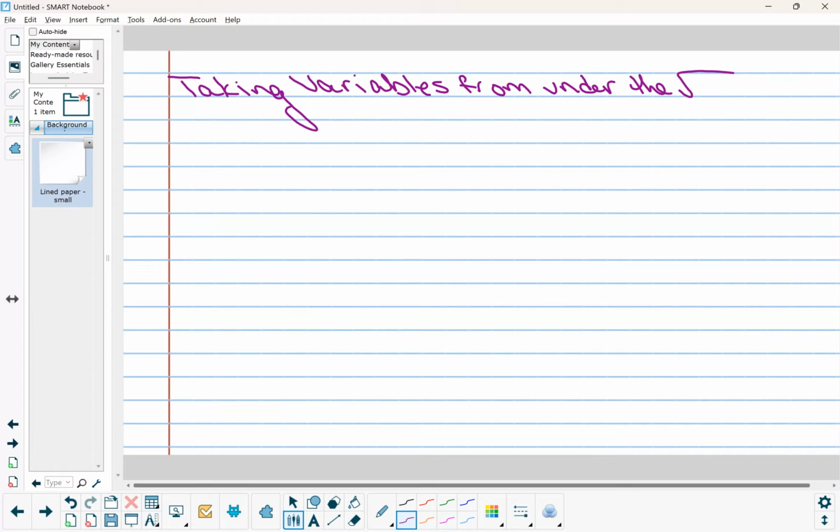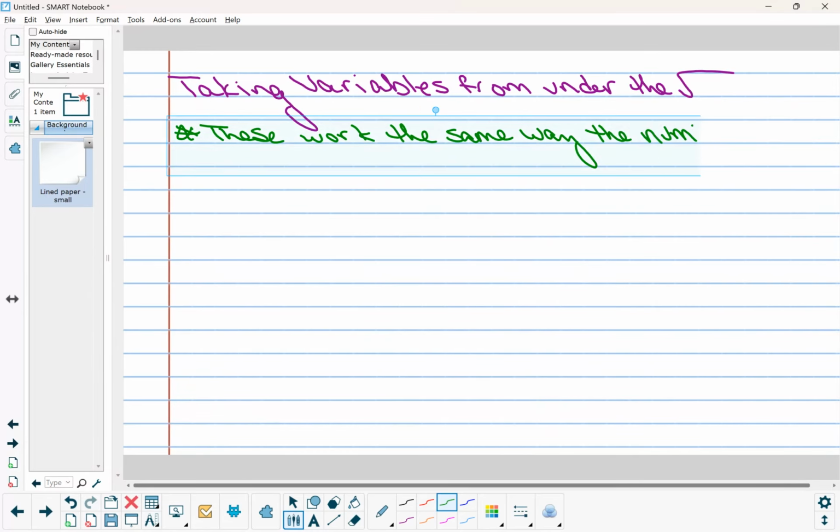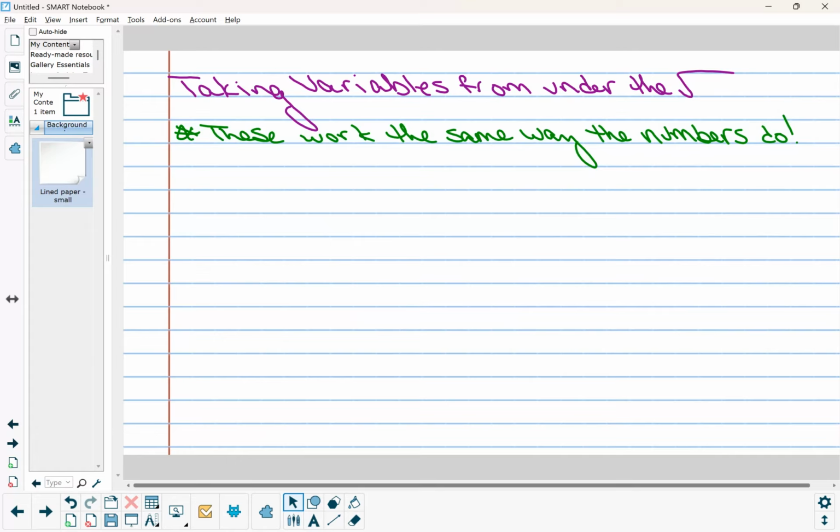Okay, so we'll do a pretty basic one, and then I'll do a bigger one, okay? But these work the same way as the numbers do. And what I mean by that is that if it's a square root, you're going to pair up 2. If it's a cube root, you're going to pair up 3. So if I had something that looked like the square root of, well, I don't know, 108.